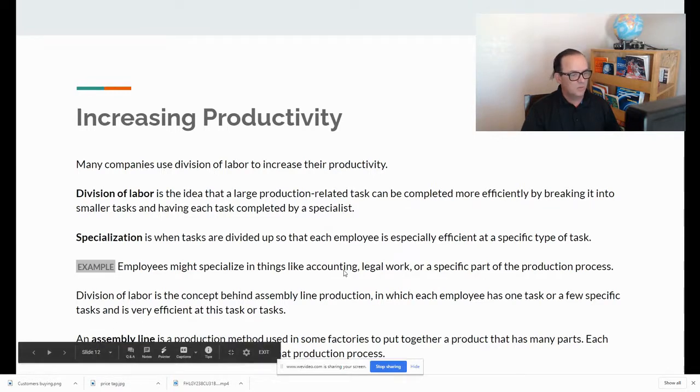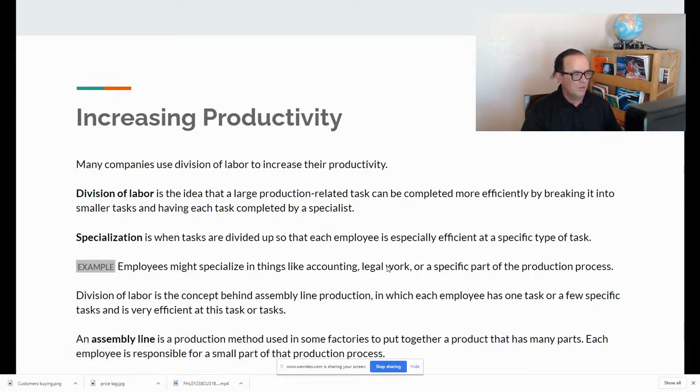The assembly line was one of the first things with the Ford car company to increase productivity and increase profits.